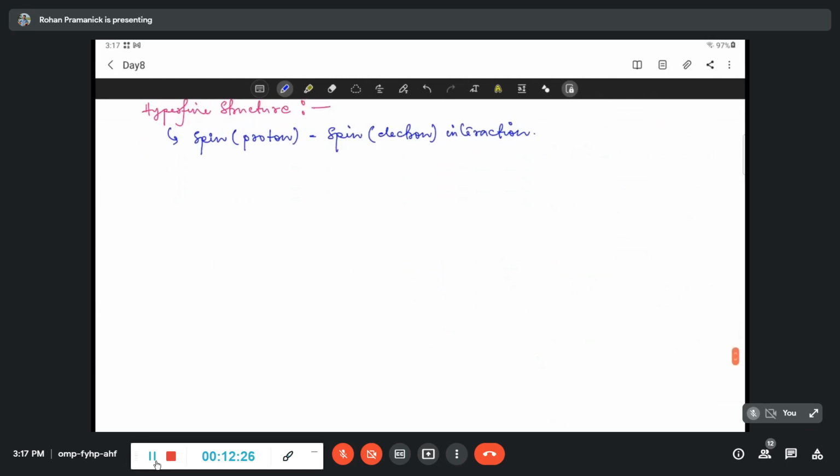So what we do is find the dipole moment of the proton. First we find out what is the dipole moment of the proton. So everyone knows what the Landé g-factor is here. Have you heard of this term?